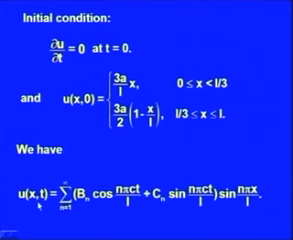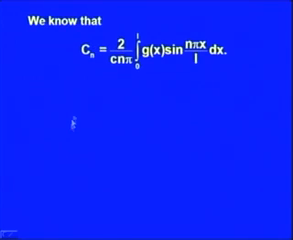Now, we have the solution of the one dimensional wave equation as u(x,t) equal to sigma n equal to 1 to infinity of B n cos n pi c t over L plus C n sin n pi c t over L, into sin n pi x over L. Since delta u over delta t is 0 at t equal to 0, C n is given by 2 over c n pi integral 0 to L g(x) sin n pi x over L dx.